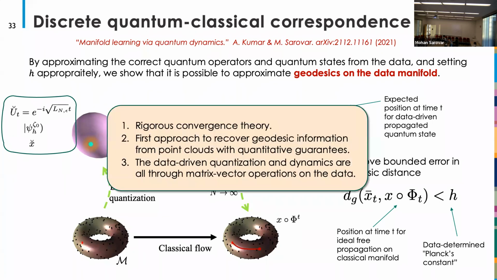And so this whole technique comes with some rigorous convergence theory. It's not a heuristic that just says you use this. And it's the first approach to recover geodesic information from point clouds or data sets with quantitative guarantees. Another nice thing is that everything is just operations on the data. There isn't a complicated nonlinear PDE solving or anything like that. It's just linear operations on the data.